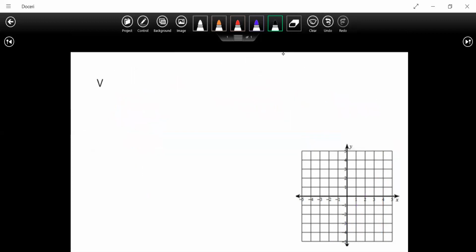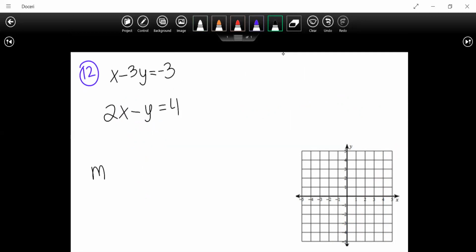I'm going to do number 12 now. We're going to go ahead and do x minus 3y is equal to negative 3, and 2x minus y is equal to 4. Same kind of process happens with this. We have our slope being negative a over b, and my y-intercept being c over b. So I want to be able to find that out with both equations.